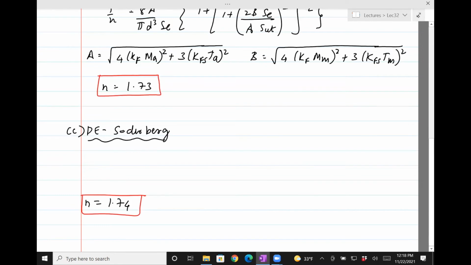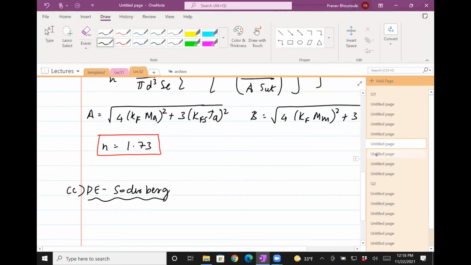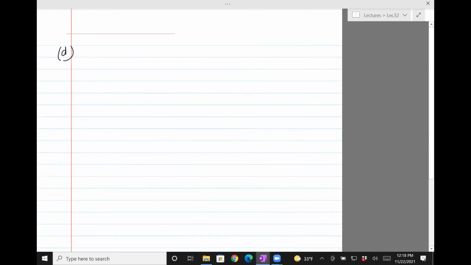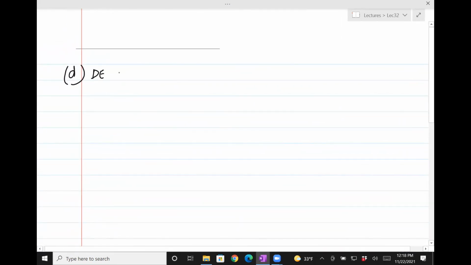And then the last one is ASME elliptic. What is the E represented? ASME elliptic. Okay, that one comes out to be 1.74.